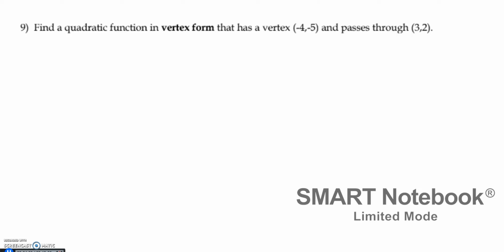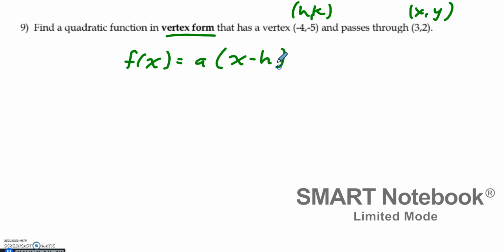Next problem. Find the quadratic function in vertex form that has a vertex of -4, -5. So that's really h, k. And it passes through the point 3, 2, which is really x, y. We have a quadratic function, or a general form, which is f of x equals a times x minus h quantity squared plus k. And so what we're going to do is plug in everything we know and solve for a, and then plug what we need back in. What we need at the end is we need the a, we need the h, and we need the k.